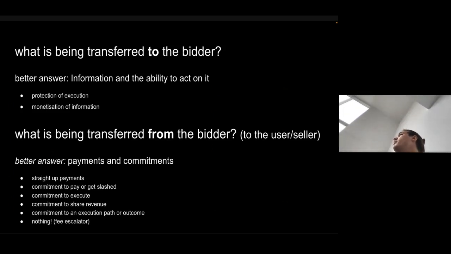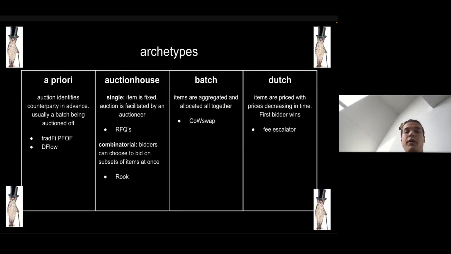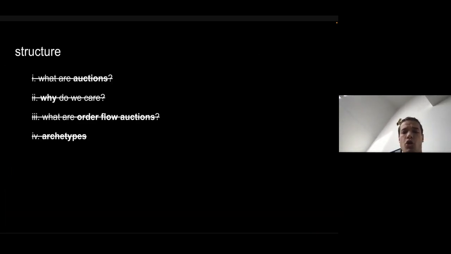Or you could have no commitment whatsoever from the bidder, and have all of the auction logic be contained within the item that's being sold. That's the fee escalator example. Ask me about it afterwards if it doesn't make sense. And so when we look at these archetypes, we have to think about how, within each category, within each design, there's also this additional dimension of what information is being communicated, what's being transferred from the bidder to the seller as well. And so that's my attempt at communicating the archetypes.